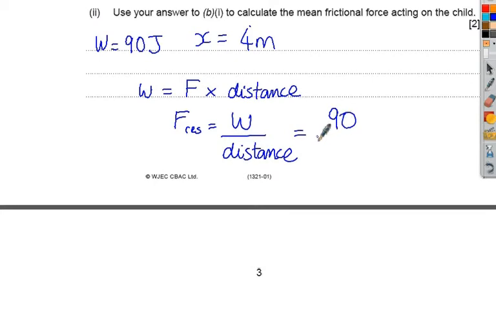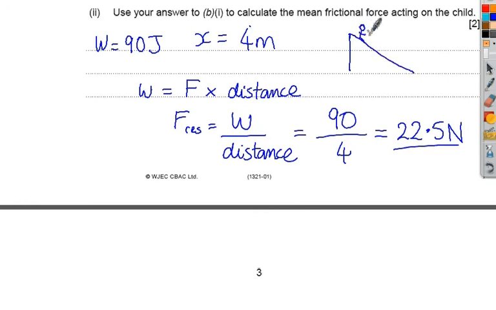Gwaith ydy 90 joules done against 4 meters. Just check, 22.5. Grym felly, Newton. Okay, so that's the mean resistive force, or the mean frictional force. Obviously, the force isn't constant because initially the friction is close to 0 as he speeds up going down the slide. Okay, so on the friction is going to be near 0. Here it's a maximum, but over the 4 meters there's a mean force of 22.5 newtons acting on the child. Dyna ni.